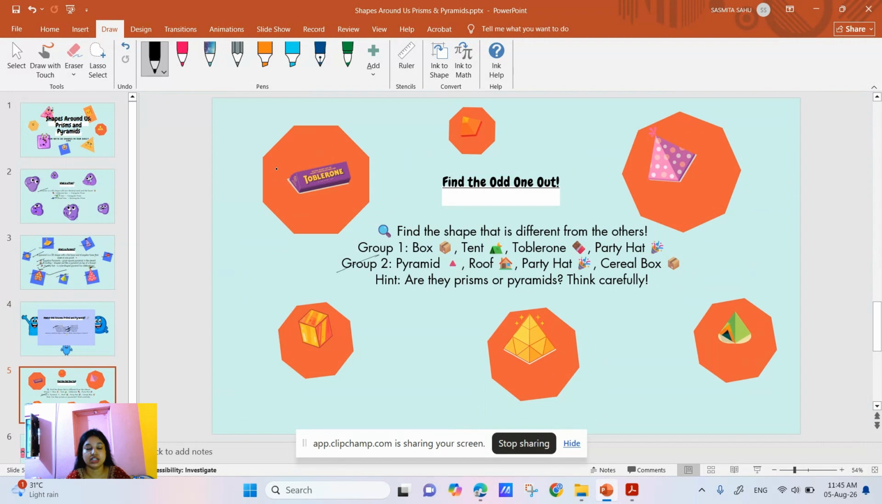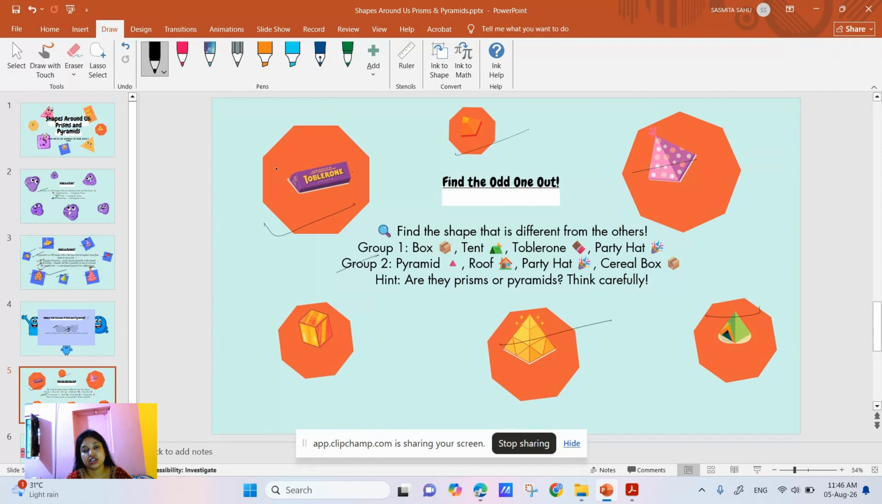Think carefully. So, we all know that in prisms both bases are the same. But in pyramids there is one base and the vertices are joined with each other. So the Toblerone chocolate bar has a triangular base, here is the triangular base. So it is a prism. But this is an example of a pyramid because it has only one base and the vertices are joined to one point. That is a pyramid. It is also an example of a pyramid.